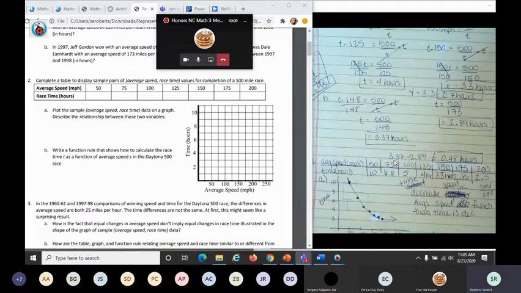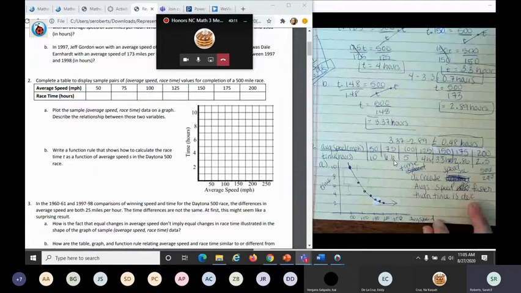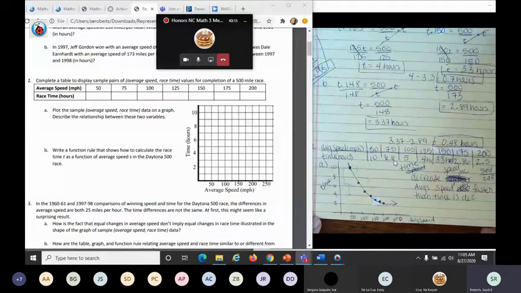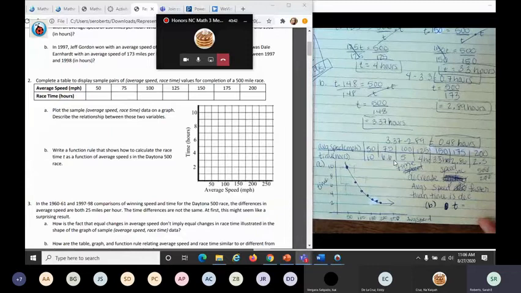Part B says write a function rule that shows how to calculate the race time as a function of average speed in this particular race. We have kind of done this together already. We used this in part B and in filling out the chart. So we're looking for a function of time, and we want it in terms of speed. That means that speed needs to be over here somewhere, and it's specifically for this race, so we want to use the distance for this race.